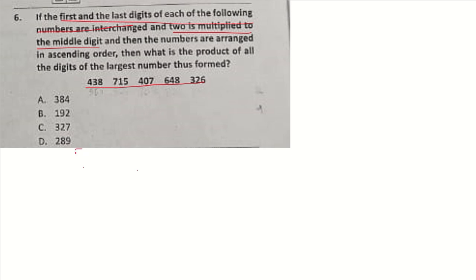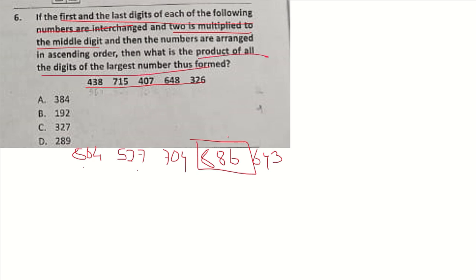So 438 will become 864, 527, 704, 886 and 643. We can see 886 is the largest one. What is the product of all the digits of the largest number formed? So 8 into 8, 64 into 6. The answer is option A, 384.